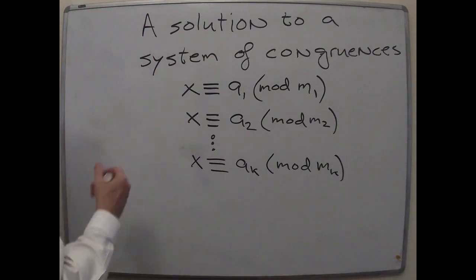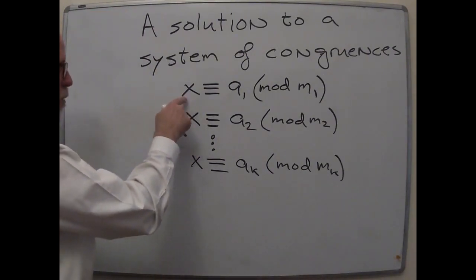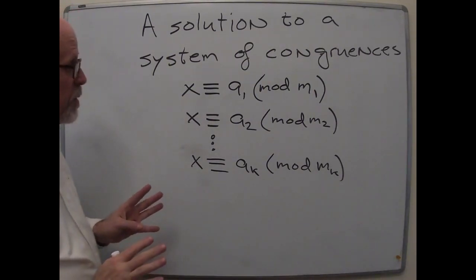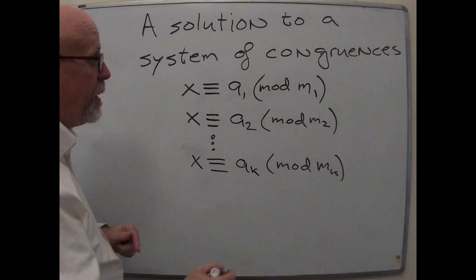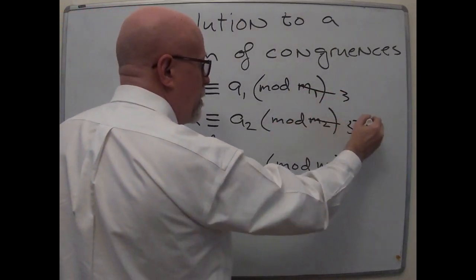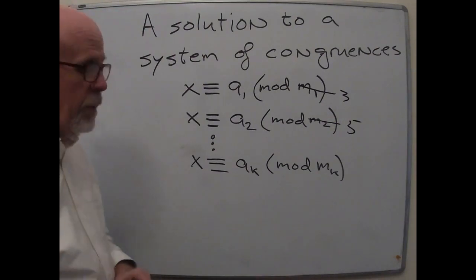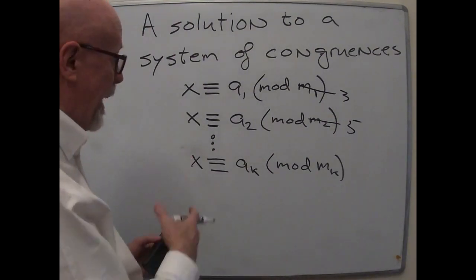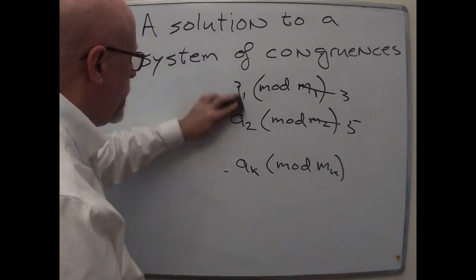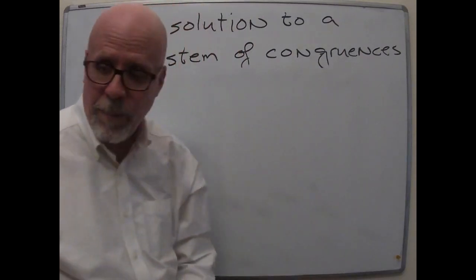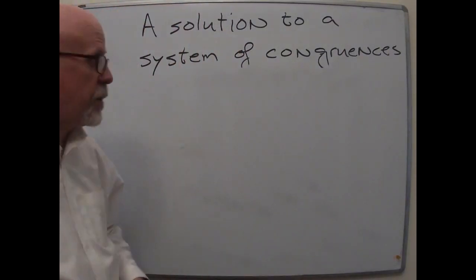But that's a system of congruences. I just want to deal with the easy case where there's 2 of these things. And to make it small enough for us to handle by hand, I'm going to make m1 be 3 and m2 be 5. But the general case is what we're aiming for. I just want to do a simple case first, because we can do this case by brute force, essentially.